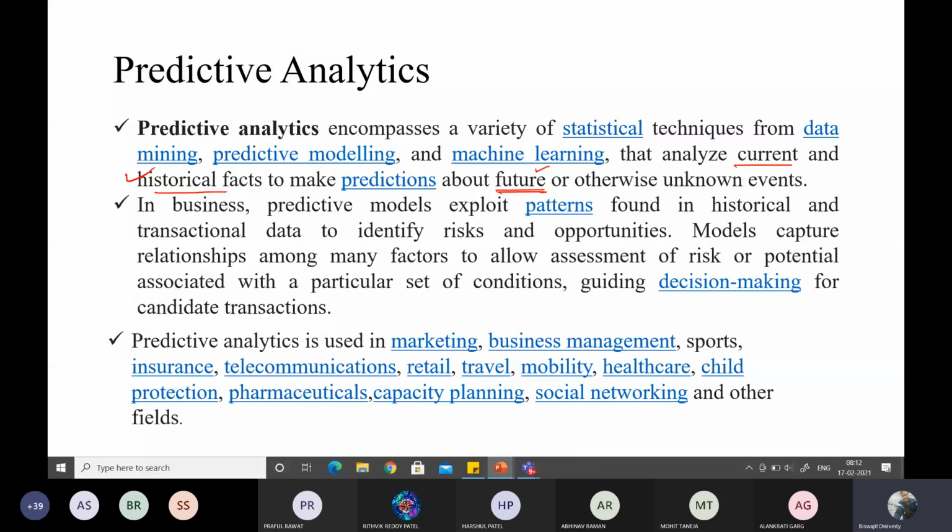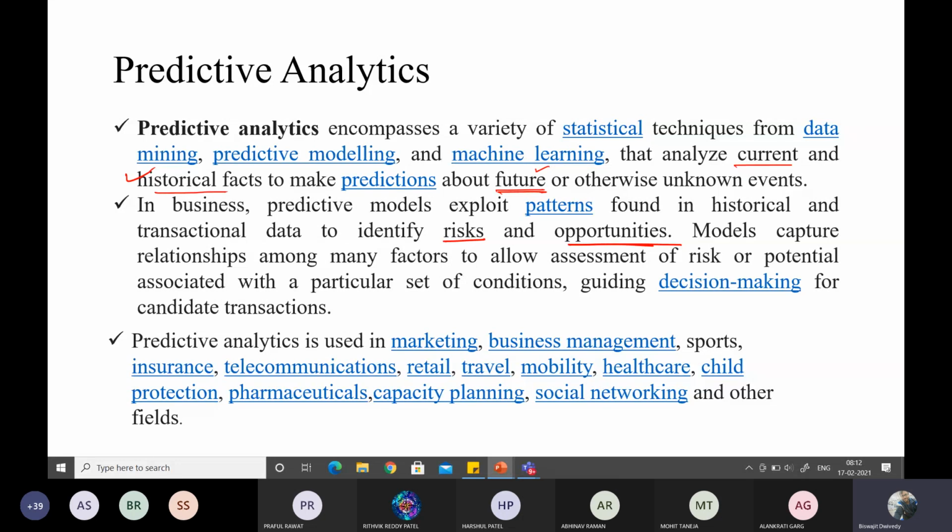Like I told you, what will be the price of our stock, our shares, after 5 years. Those types of things can be predicted by predictive analytics. In business, predictive models exploit patterns found in historical transactional data to identify risk and opportunities. This is very important. You might have seen nowadays many people are saying that this product is going to be in high demand after 1 year or 2 years. Those things are predicted based upon these types of analytics techniques.